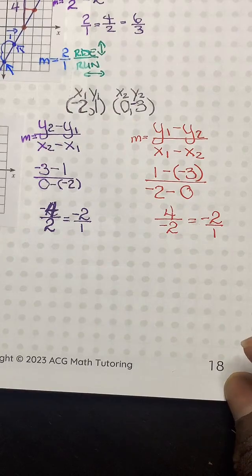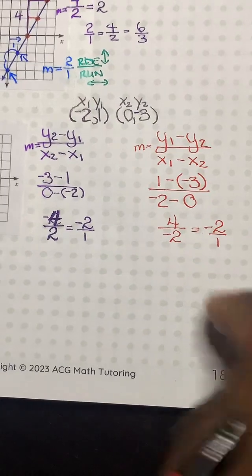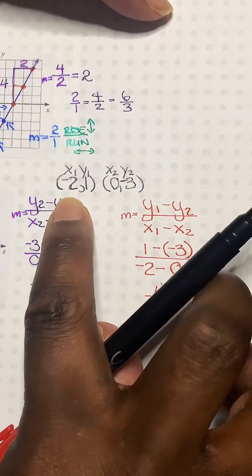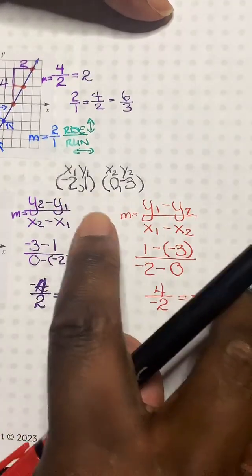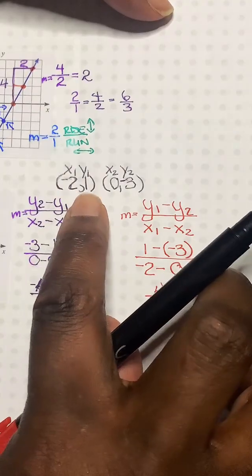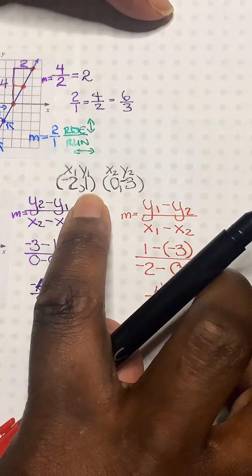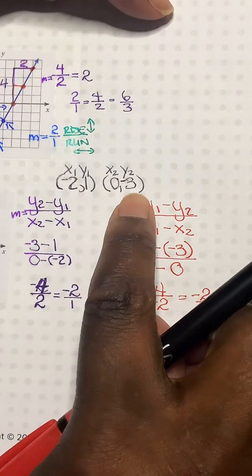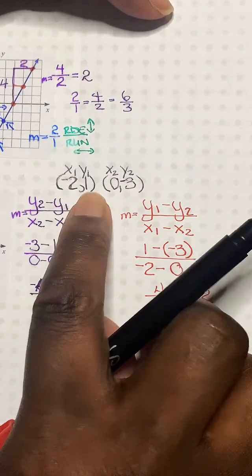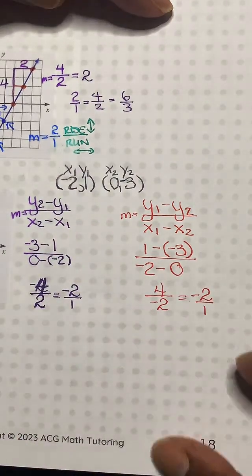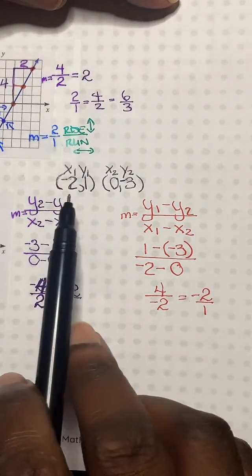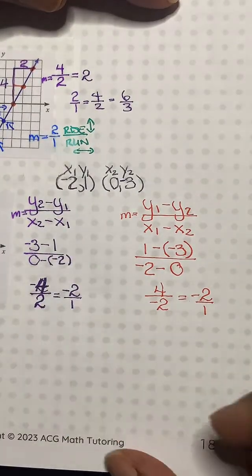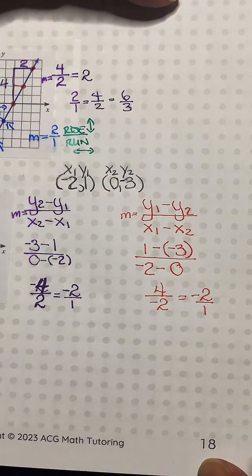Can you label the points any way you want? Meaning which one's the first point, which one's the second point? That doesn't matter, but it is always going to be X then Y. That's important though. So if I said my first point was (0, -3) and my second point was (-2, 1), that's fine. You'll get the same answer. But do not say my first point is (1, -2). That will be wrong every time. Okay?